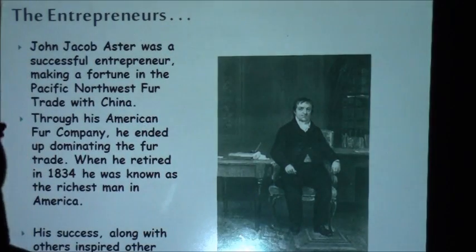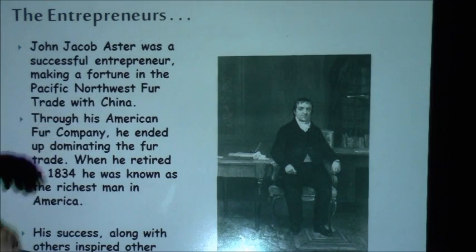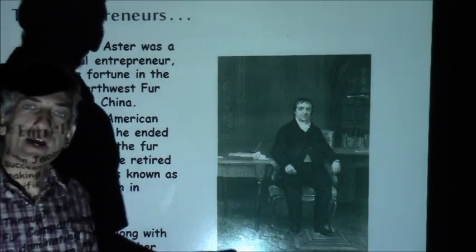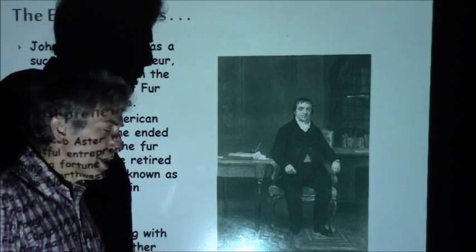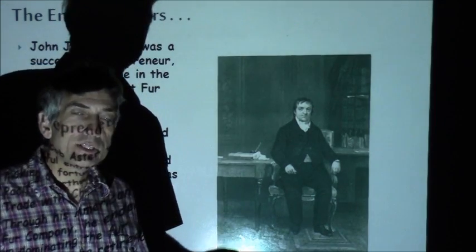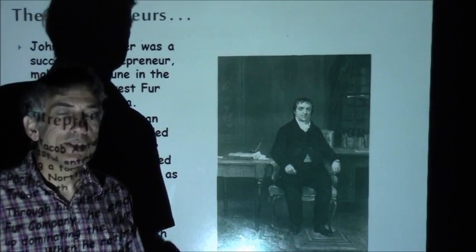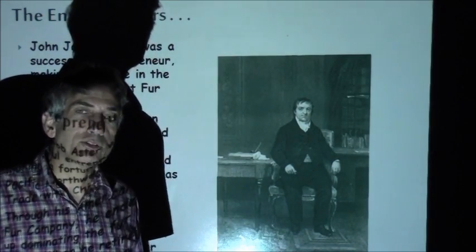He was a middleman. John Jacob Astor was a successful entrepreneur making a fortune in the Pacific Northwest fur trade with China. Through his company, the American Fur Company, he ended up dominating the fur trade. When he retired in 1834, he was known as the richest man in America. And the funny thing about it is, he never got his hands dirty. He was simply moving money to buy and sell things. He bought the furs from the trappers. He sold them to the people who were shipping them. Very interesting way of making money. The beginning of not getting your hands dirty and simply investing, hence the term entrepreneur.